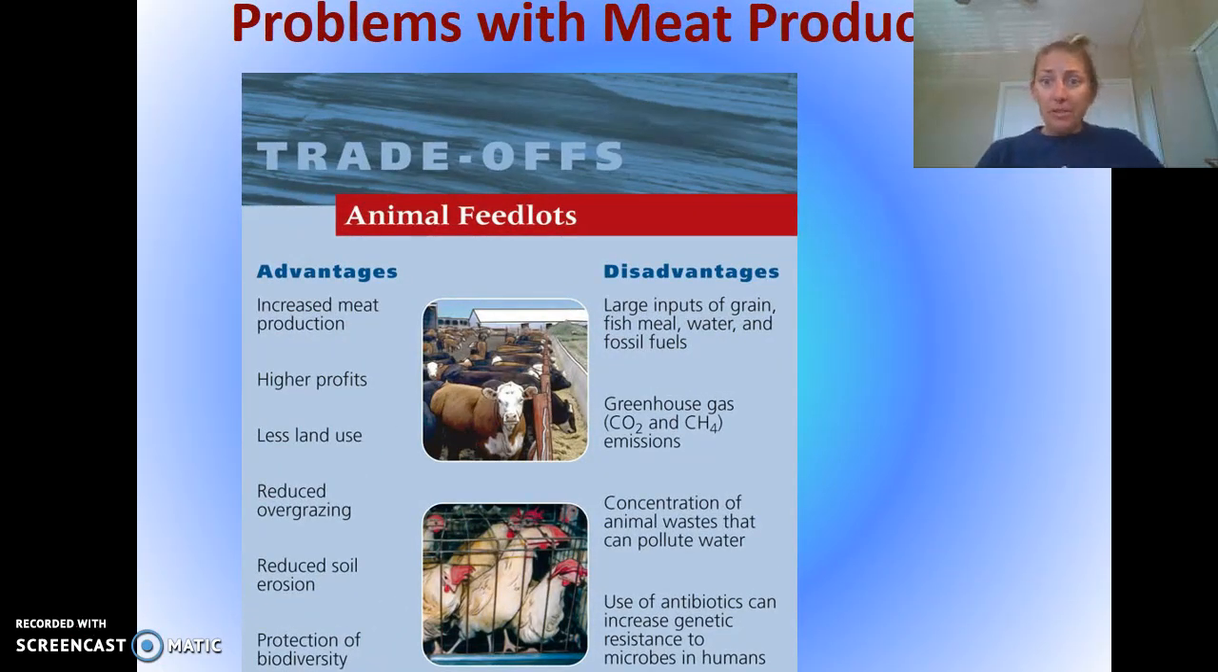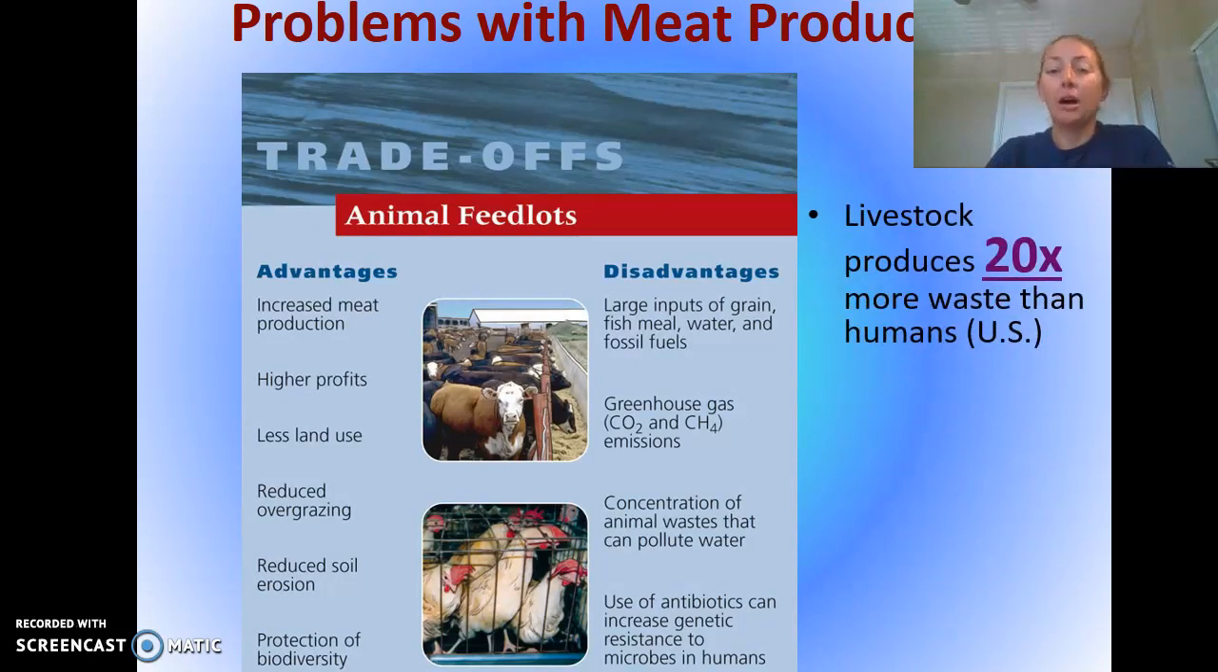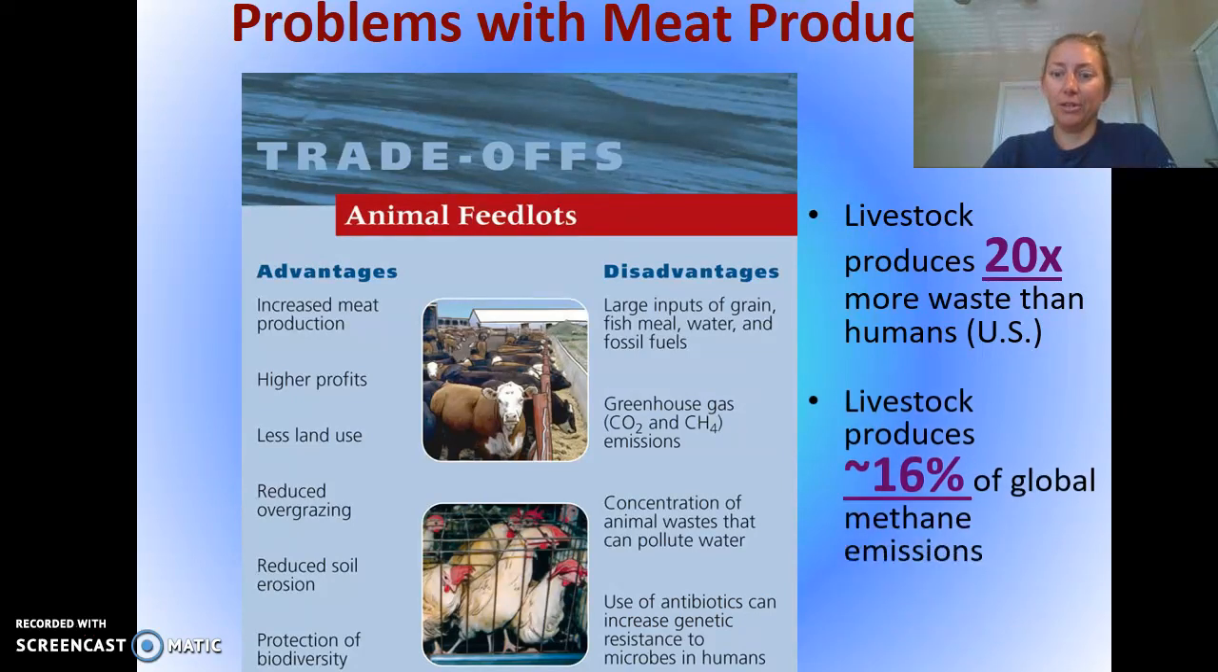So some more problems with industrialized agriculture, moving away from crops and moving towards the animals. Again, obviously with growing of animals, we require a lot of cropland, a lot of water for those animals. This little pros and cons or advantages and disadvantages table came right out of your textbook, so you can read through that. Livestock, which includes cows, pigs, chickens, produces 20 times more waste than humans, at least here in the United States. So that's a huge problem.